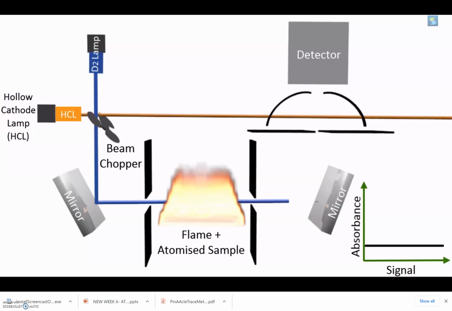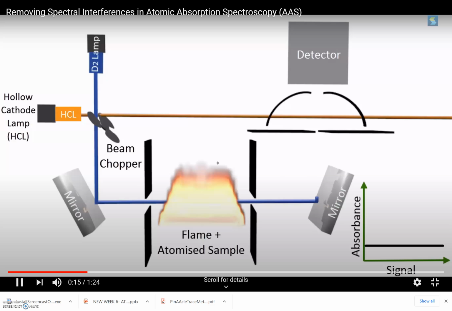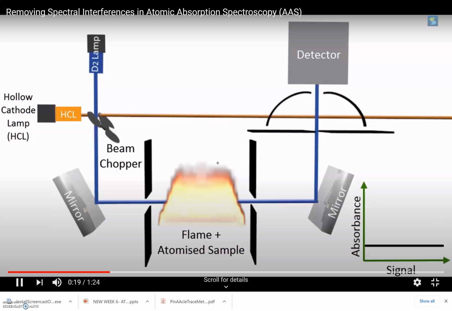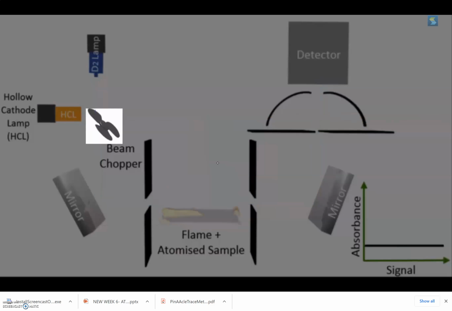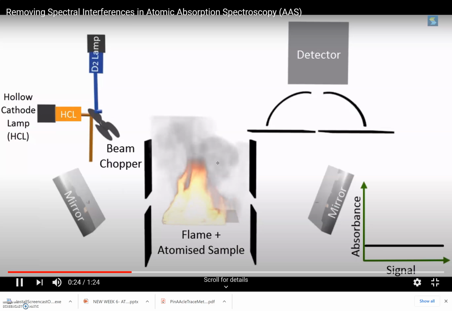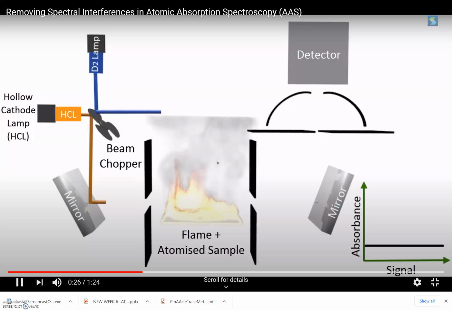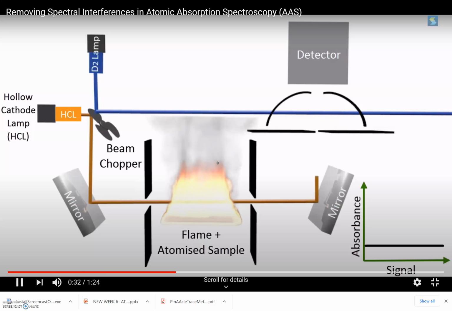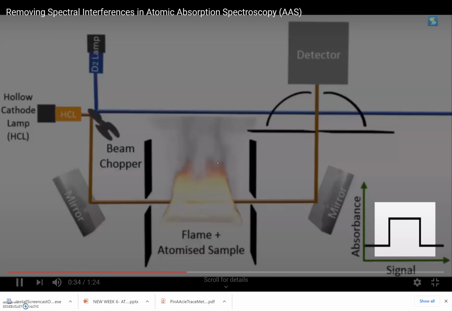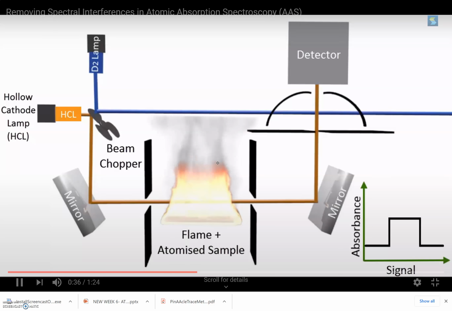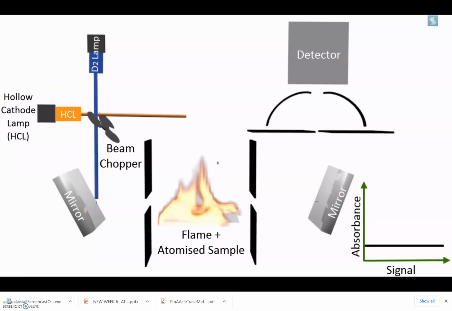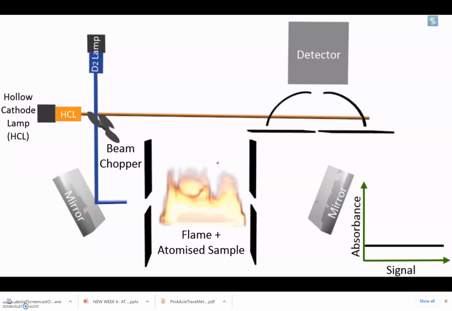Now you see the chopper is open. Yes, the signal is at the lower part, and then the chopper closes. The HCL radiation will go into the flame, and the same D2 lamp will also go to the flame. It means that whatever the HCL encounters, the D2 lamp will encounter as well. So that makes correction possible.